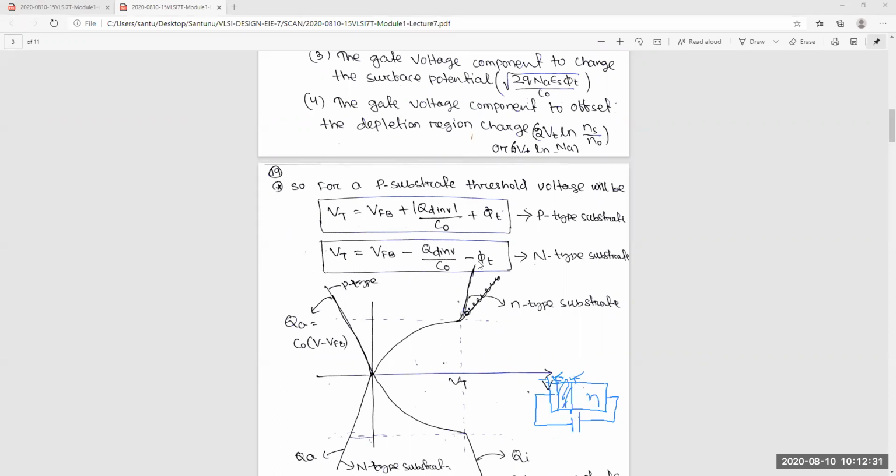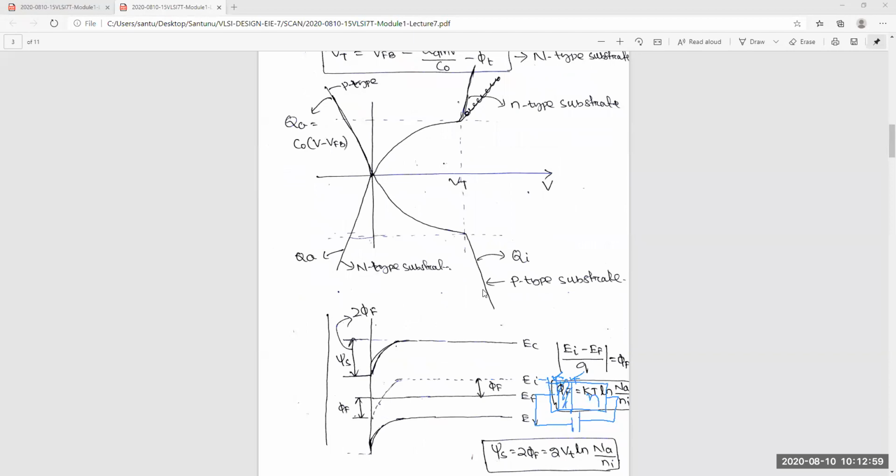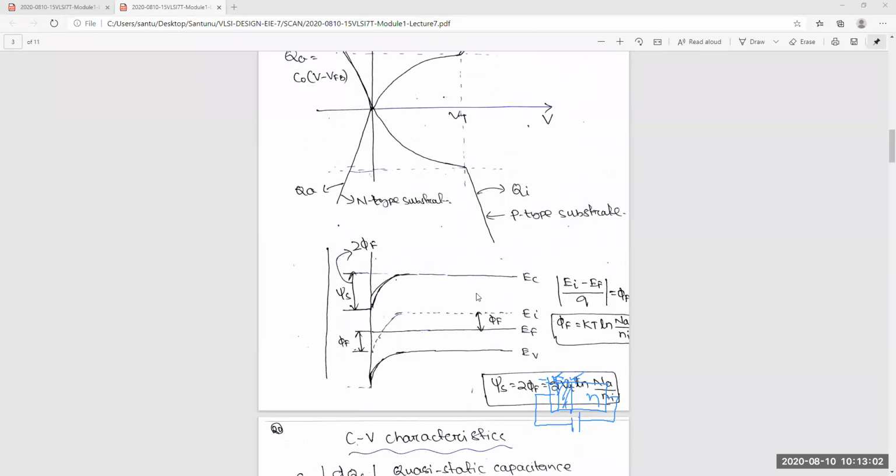So that's why there are these two parts. This Q_D inverse by C_ox is nothing but the potential across the oxide, and this phi t is the potential across the semiconductor surface. So both are negative. Everyone got this point? Yes or no? Yes, sir. Okay, thank you. So now, how to remove this?